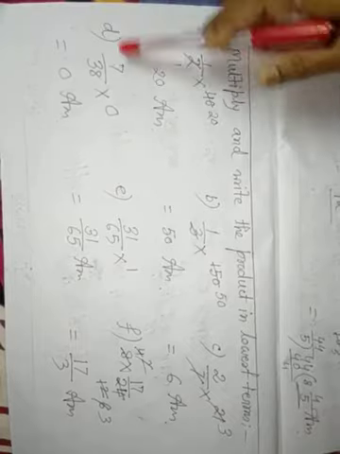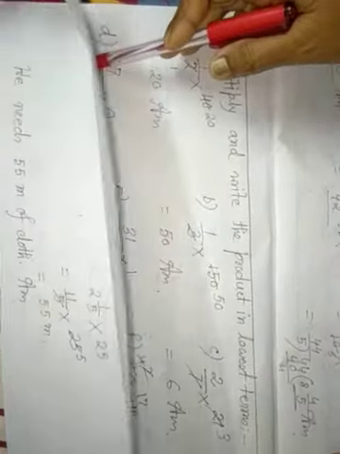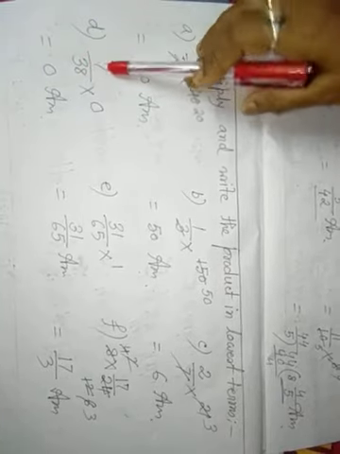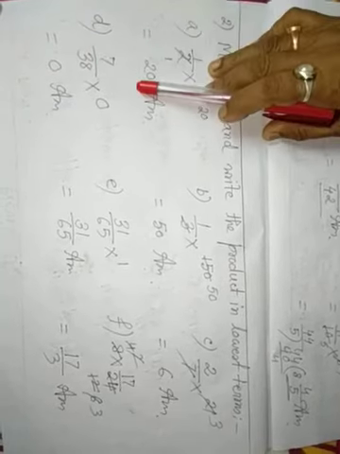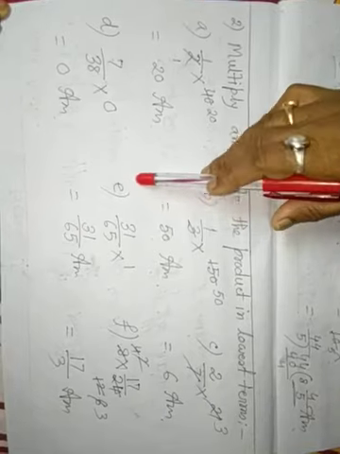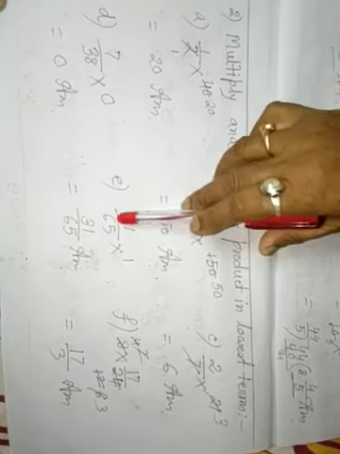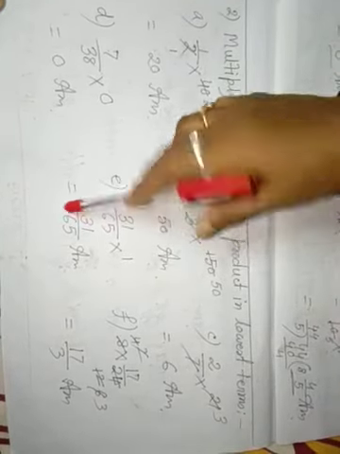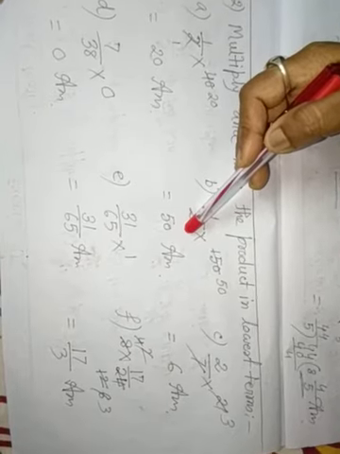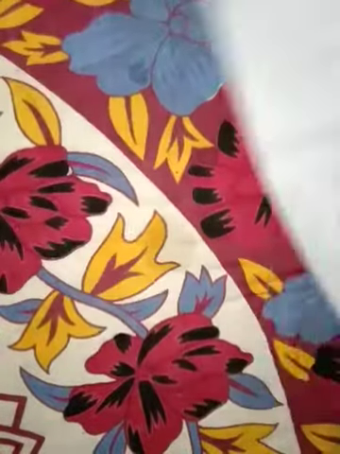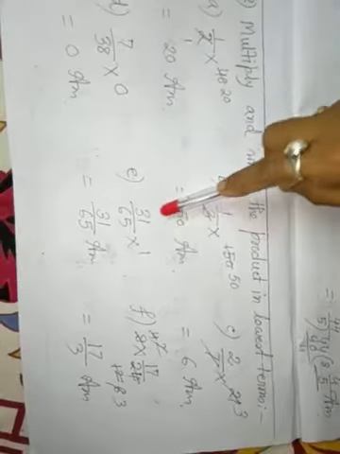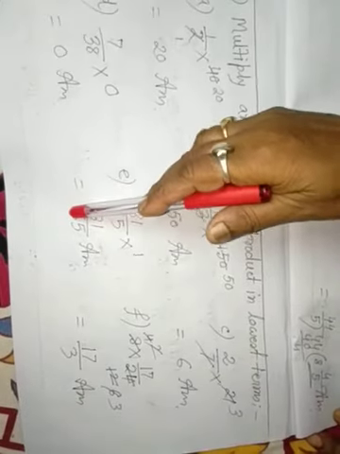D, 7 by 38 into 0 equal to 0. 7 by 38 is not 7 into 38, it is not multiplied. So 0. E, 31 by 65 into 1 is 31 by 65. Okay, no, I am wrong, sorry. E, 31 by 65 is 31 by 65.